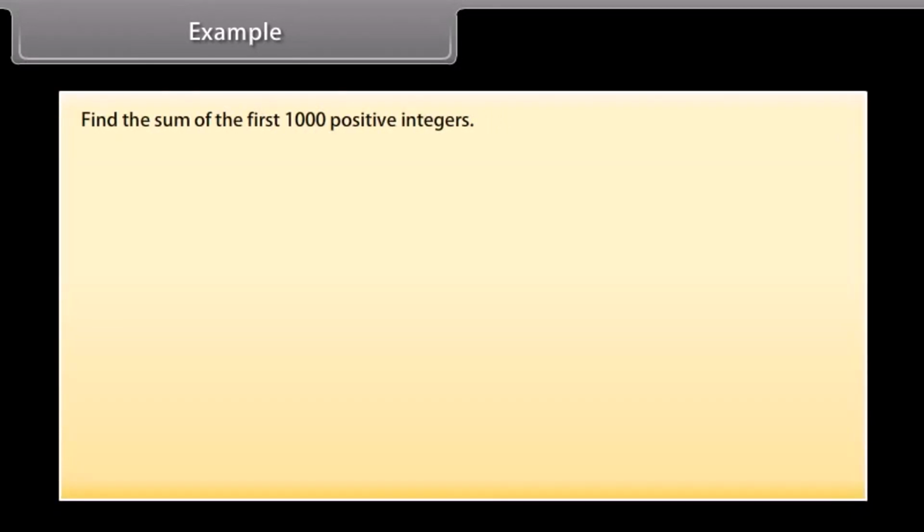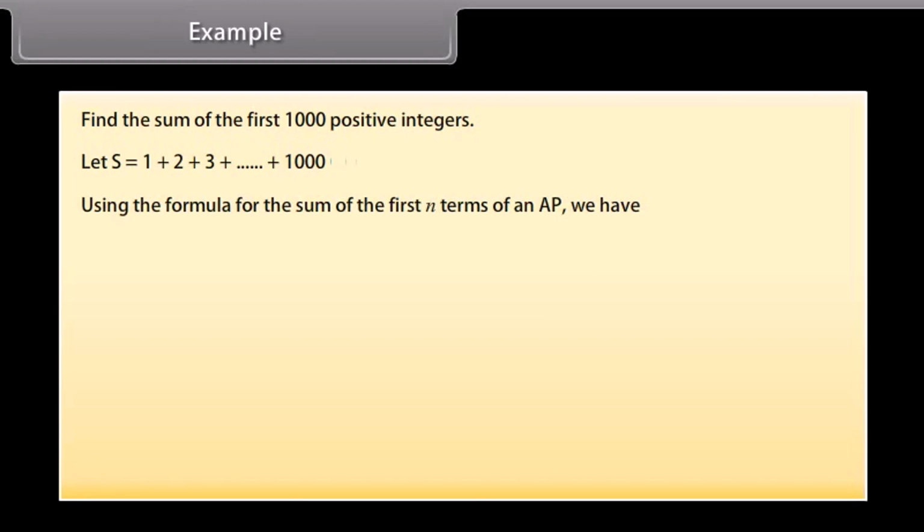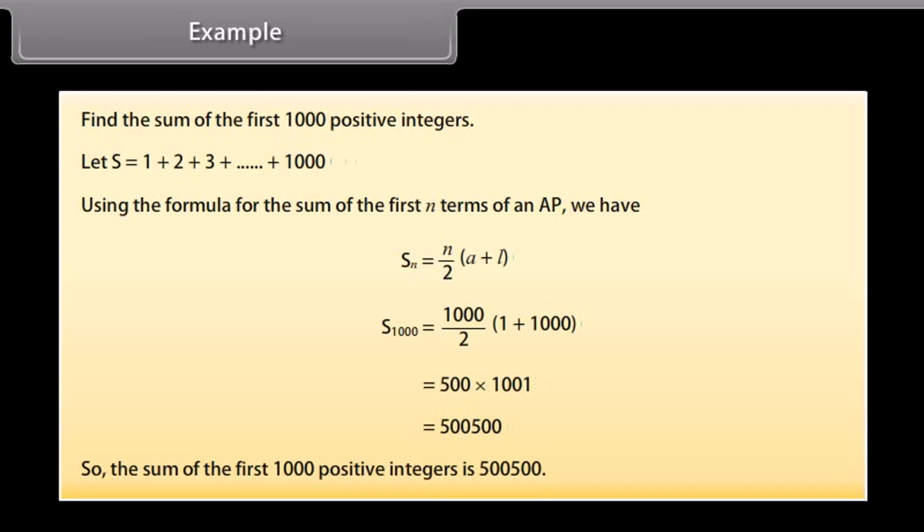Find the sum of the first 1000 positive integers. Let S is equal to 1 plus 2 plus 3 and so on plus 1000. Using the formula for the sum of the first n terms of an AP, we have Sn is equal to n upon 2 into a plus L. Substituting the value of n, we get S1000 is equal to 1000 upon 2 into 1 plus 1000. This is equal to 500 into 1001, which becomes 500500. So the sum of the first 1000 positive integers is 500500.